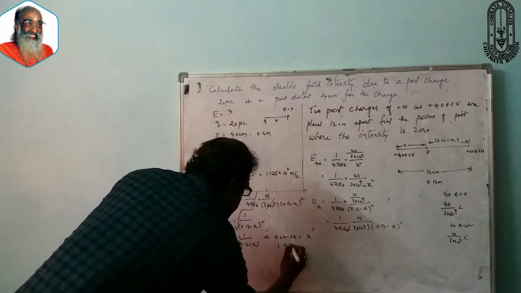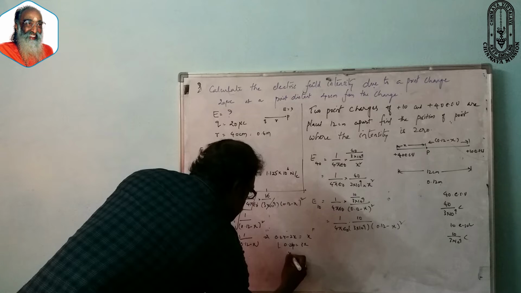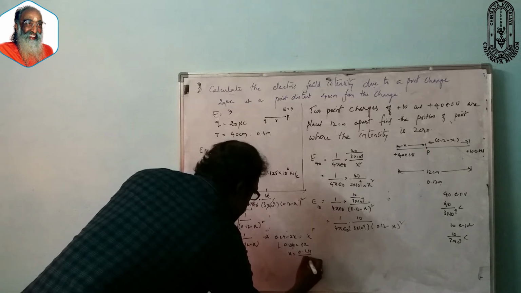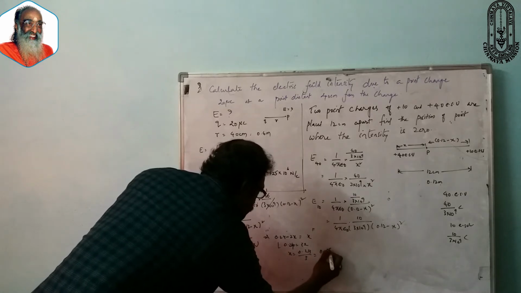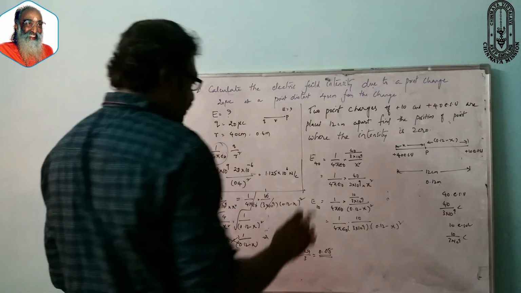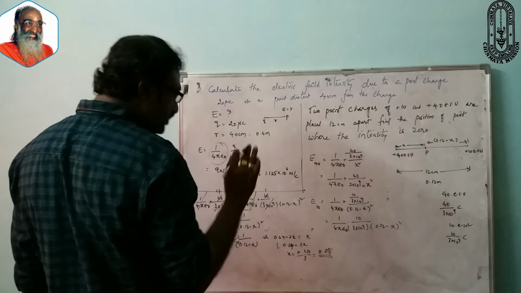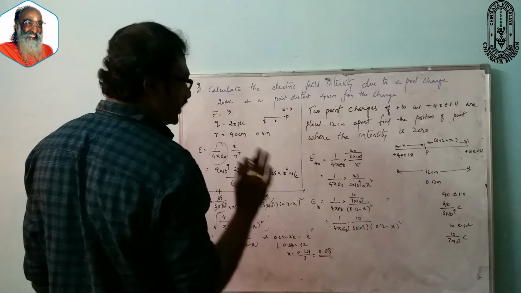Take this x that side, 3x. So x is equal to 0.24 by 3, which is 0.08. So x is 0.08. That means you should not stop writing the answer here itself. You have to mention from which charge the distance is 0.08 meter.